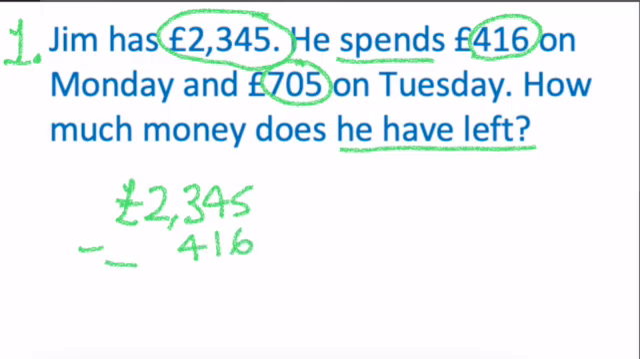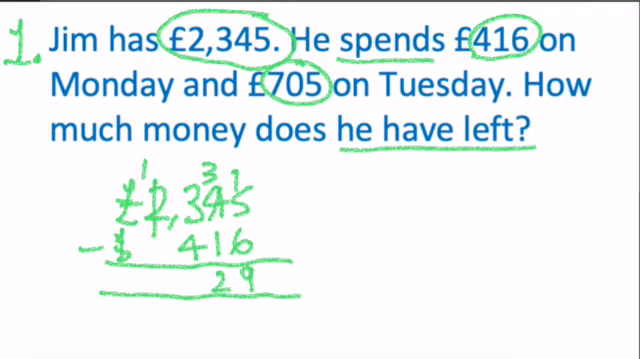Okay, so 5 take away 6. Well, I can't do that, so I'll make that into 3. 15 take away 6 is 9. 3 take away 1 is 2. 3 take away 4, I can't do that, so that's a 1. 13 take away 4 is 9 as well, and then there's that. So I've taken away the 416.